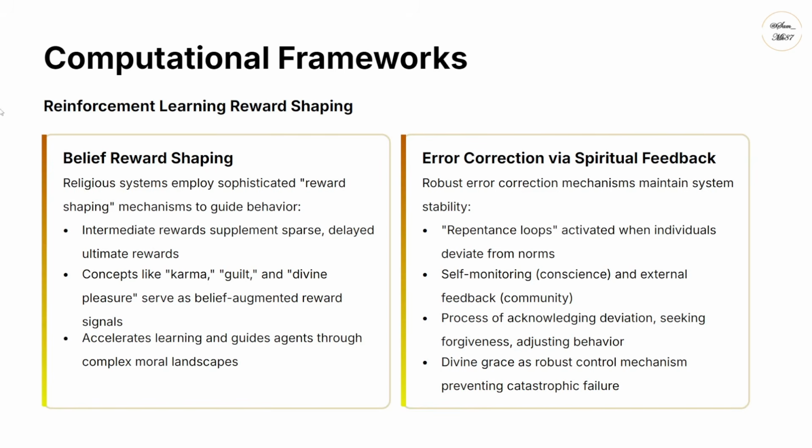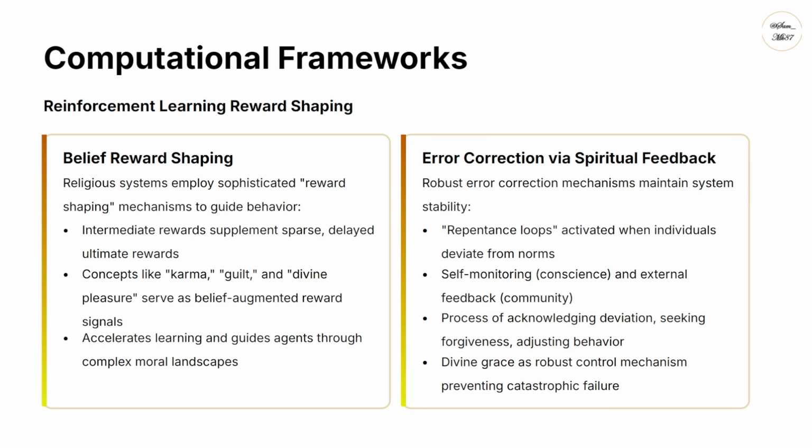Now let's talk about the computational frameworks. Religious systems implement what we might call belief-augmented reinforcement learning. They use advanced reward shaping to guide behaviors, helping individuals learn even when final outcomes like salvation or enlightenment are delayed or hard to observe. Think of intermediate rewards like a sense of peace, the approval of community, or alignment with moral values. This keeps the learning process on track.